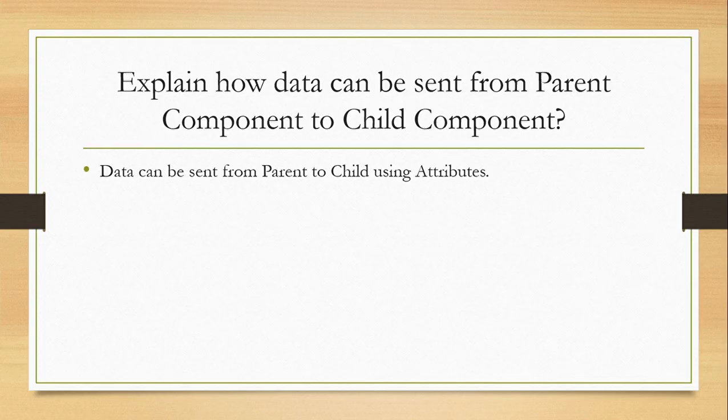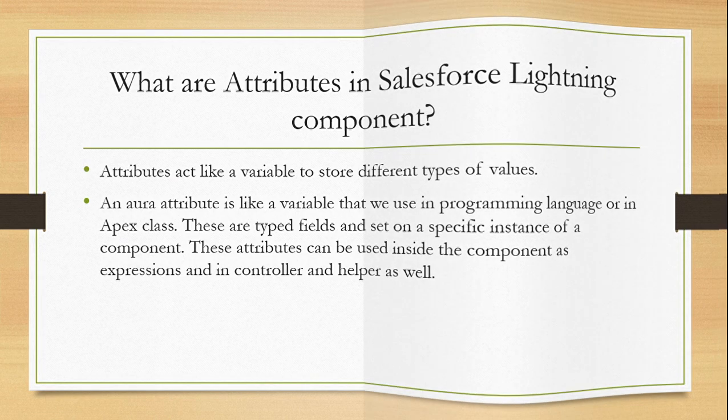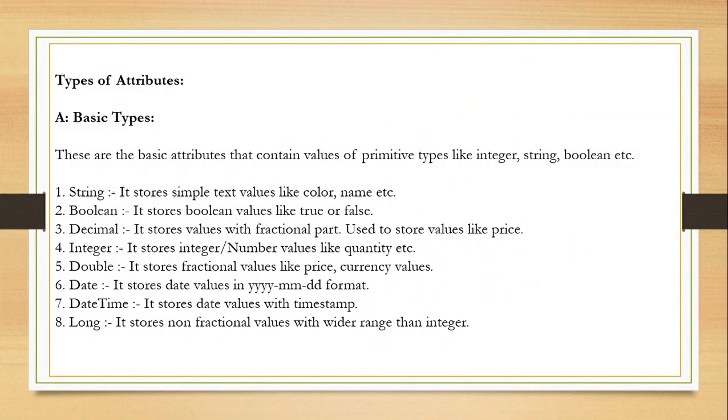Explain how data can be sent from parent to child components using attributes. We can send data from parent to child component in Aura components using attributes. An attribute is like a variable that stores different types of values. These are the basic types of attributes: string, boolean, decimal, integer, double, date, datetime, and long.